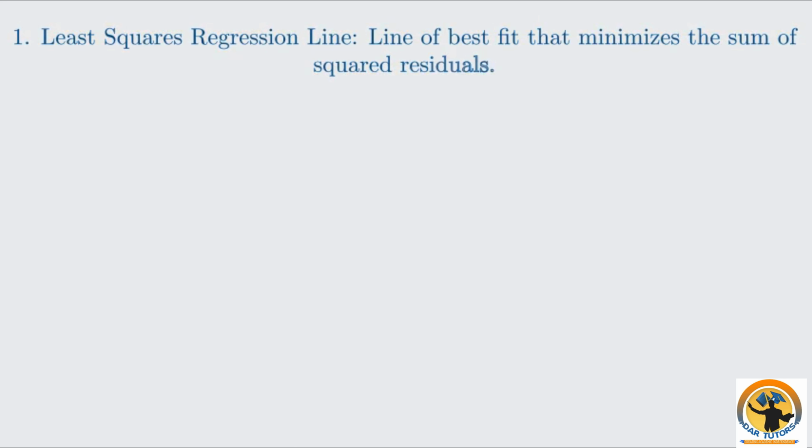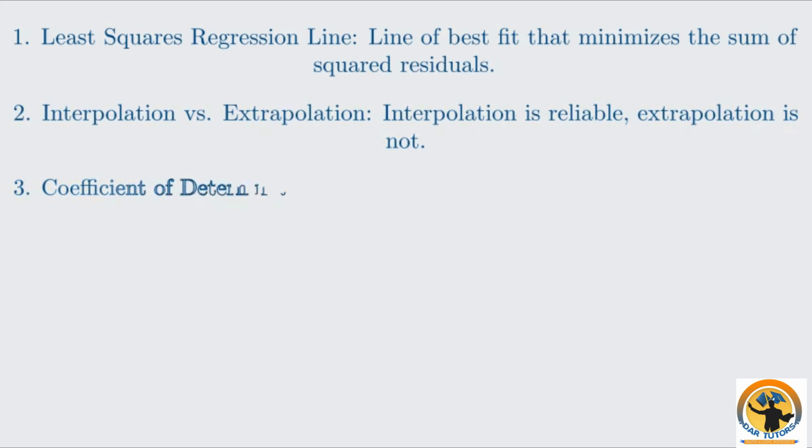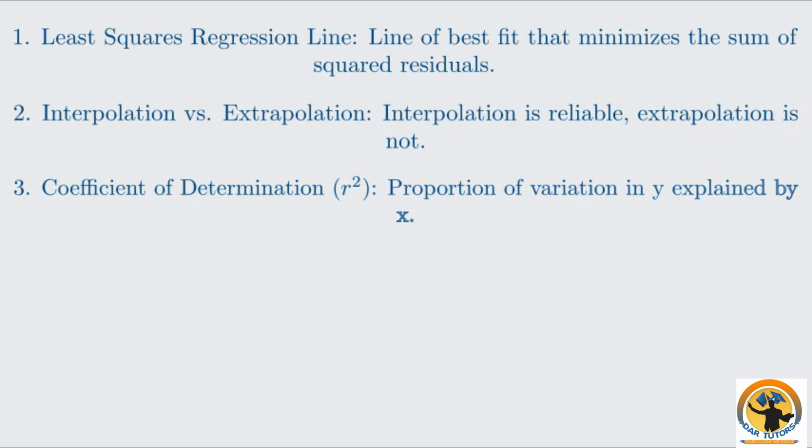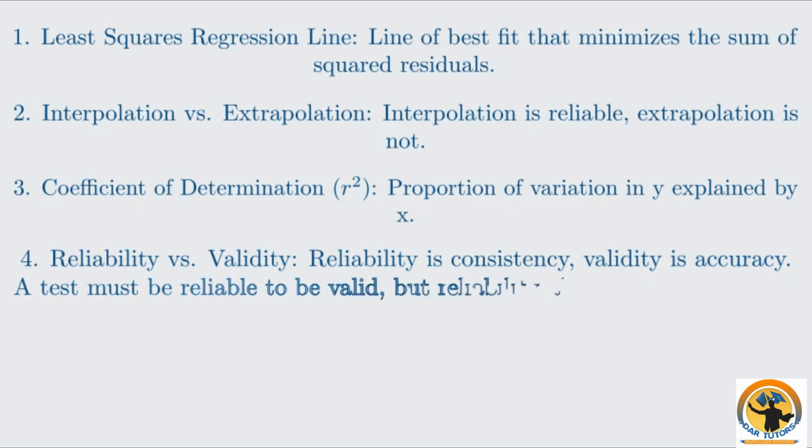We started with the least squares regression line, which is the line of best fit that minimizes the sum of squared residuals. We learned that while interpolation is generally reliable, extrapolation is not, because it involves predictions outside the data range. We then calculated and interpreted the coefficient of determination, r squared, as the proportion of variation in y explained by x. Finally, we distinguished between statistical reliability, which is about consistency, and statistical validity, which is about accuracy. A test must be reliable to be valid, but reliability alone doesn't guarantee validity.